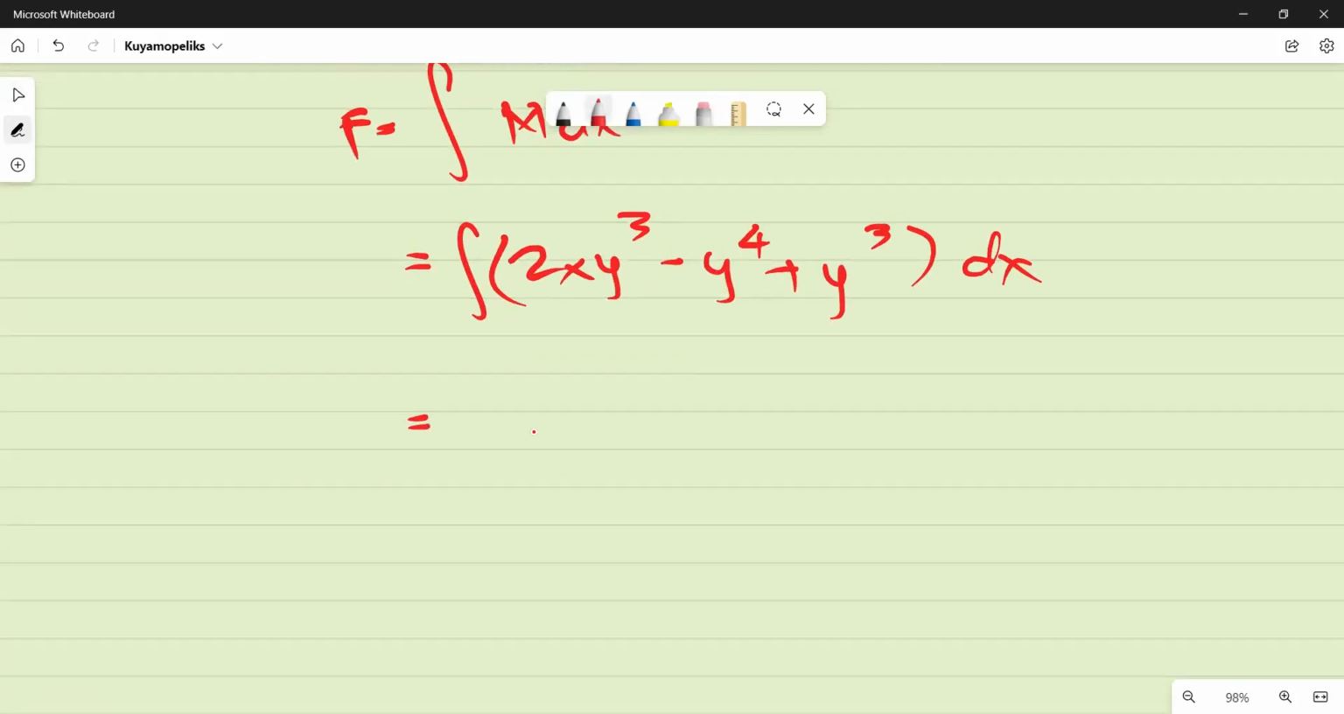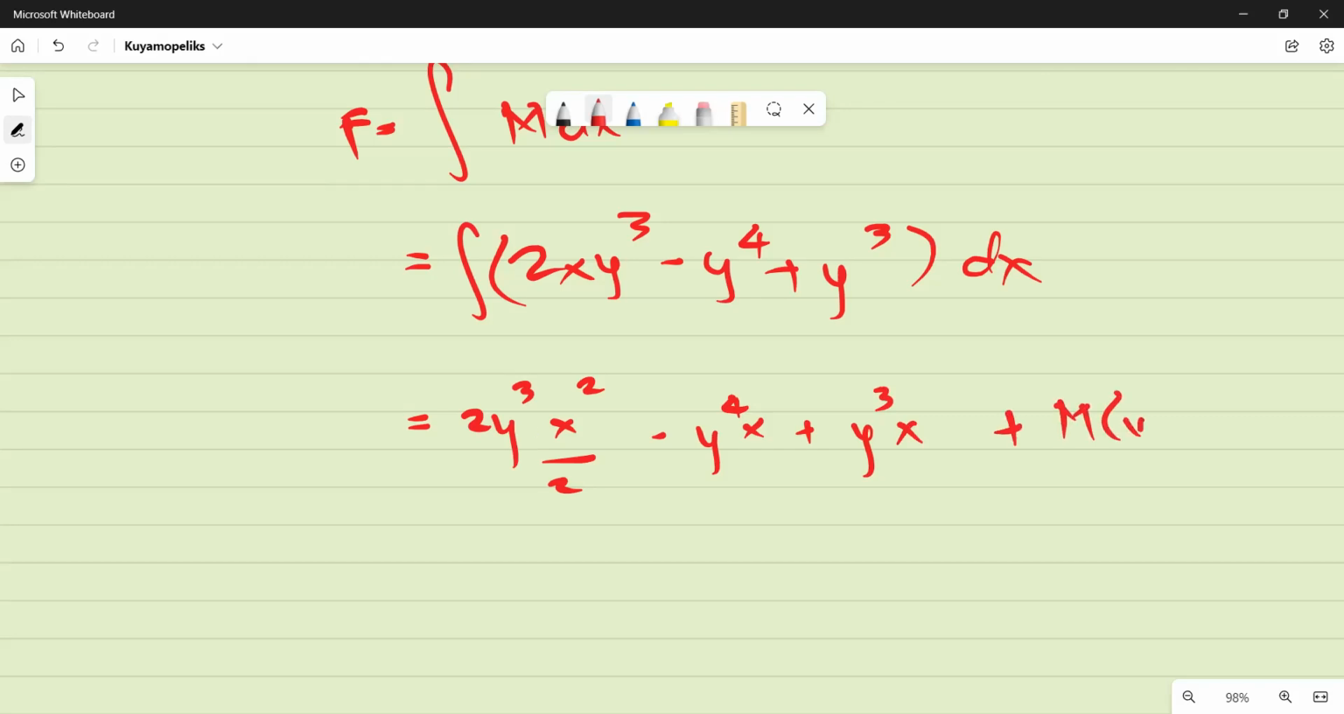And since with respect to x, lahat ng y constant. So, magiging ano to? 2y cubed, kasi constant na yan, tinabi ko na. And yung x natin, x squared over 2. No? Power rule. Minus y to the 4th, since constant lang to, may x na katabi. Plus y cubed, may x na katabi. And don't forget your constant m with respect to y.